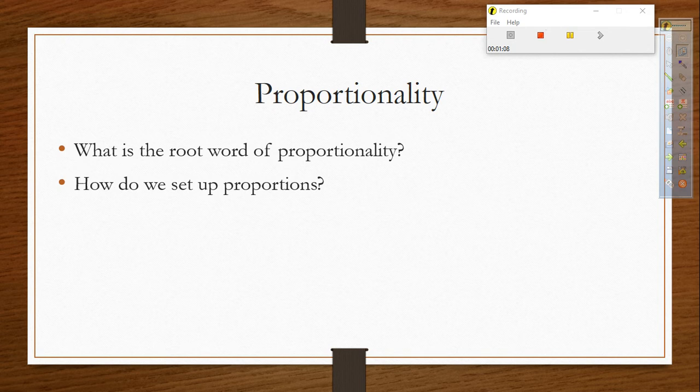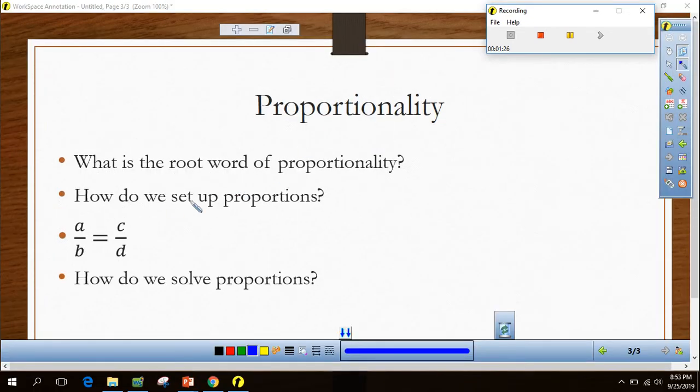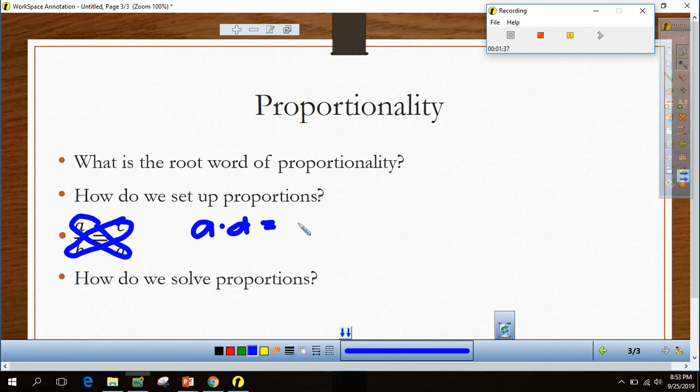Sometimes they are set and we can decide if they are proportions or not. And most of the time we deal with proportions, it has a missing piece, so we have to solve that proportion. And how do we solve proportions? Well, we solve proportions with the butterfly method. So you would say that A times D is equal to C times B.